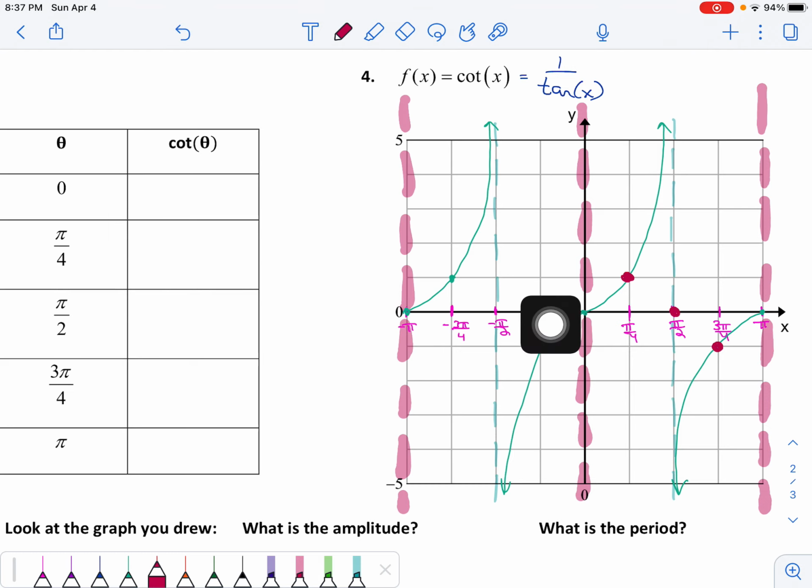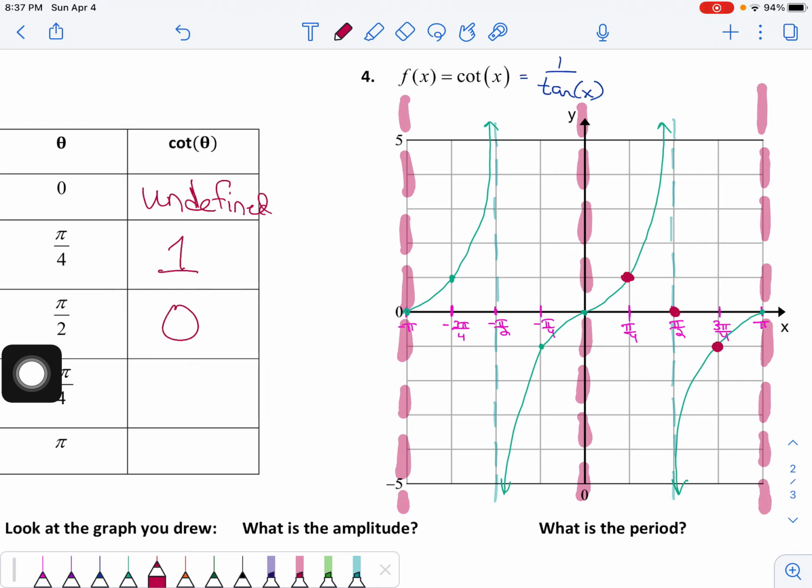So if I look at these critical values and I fill in my chart here, at 0, cotangent's undefined because tangent is 0. At pi over 4, cotangent is positive 1. At pi over 2, cotangent is 0. At 3 pi over 4, cotangent's negative 1. And at pi, cotangent is undefined. Okay, that looks horrible. Hold on a second. I had like 15 curves there. There we go, slightly better.